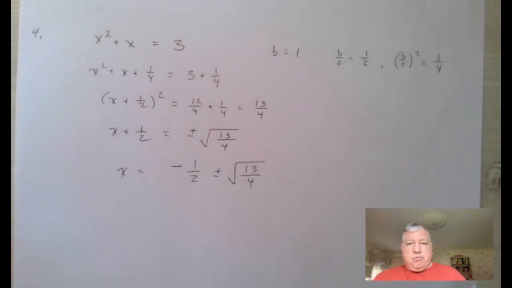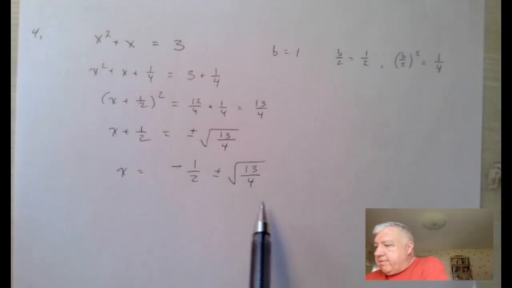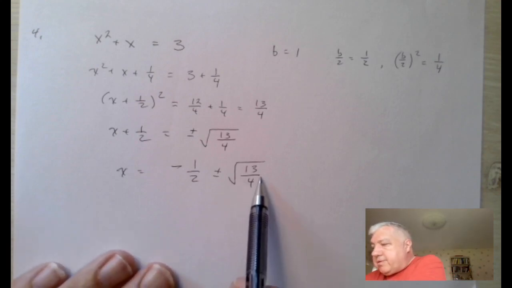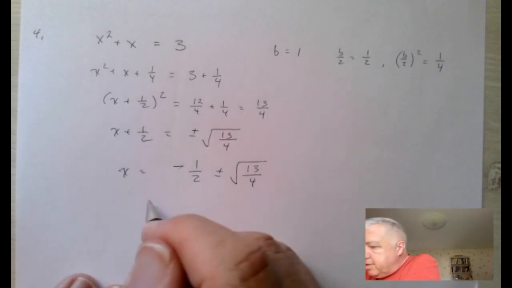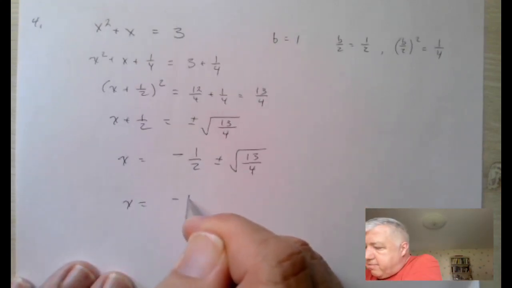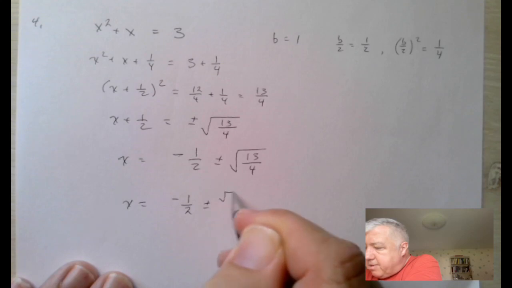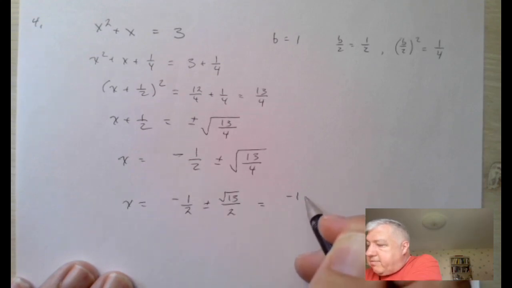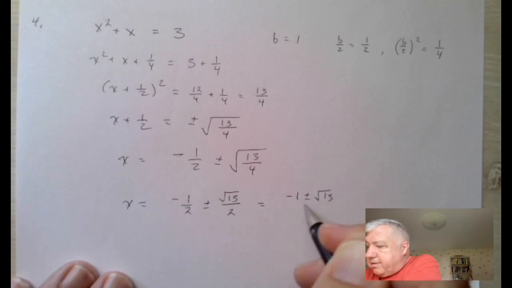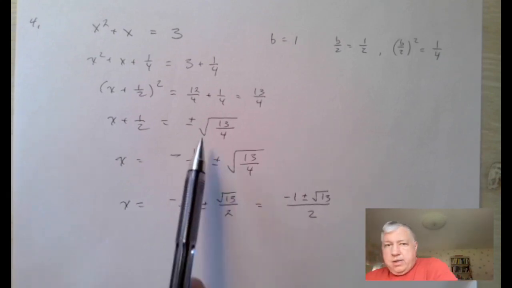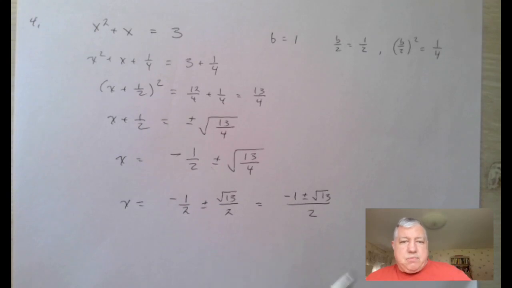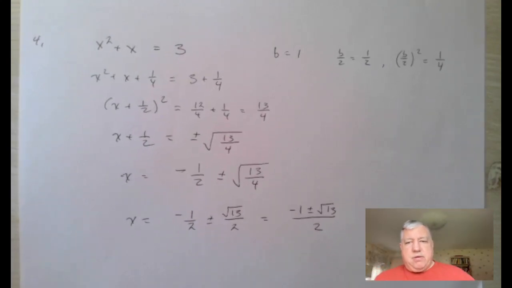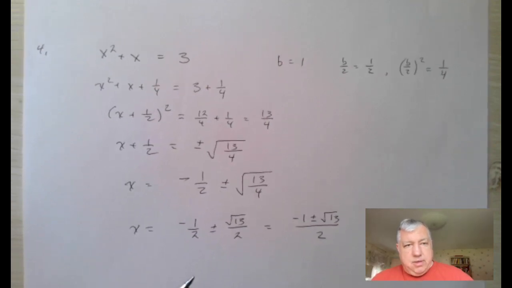Okay, now this would be okay, or if you want to, you can notice that this is the same thing as square root of 13 over square root of 4, and the square root of 4 is 2, so this is the same thing as negative 1/2 plus or minus the square root of 13 over 2, or if you want, you can write it as negative 1 plus or minus the square root of 13 over 2. Okay, either one of these is fine with me. Your computer might be a little picky, but I'll show you that's how it works.